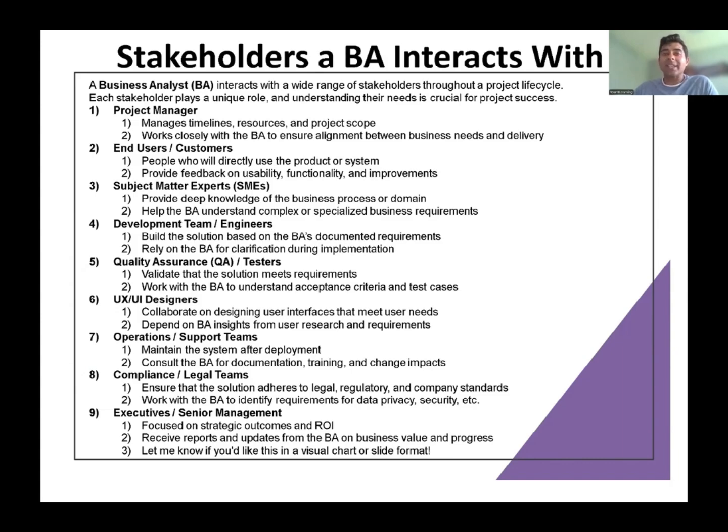So, who are these stakeholders? It can be a project manager. The project manager manages timelines, resources, and project scope. So on a high level, whenever you start working on a new project or an old project, you have to connect with the project manager to understand what is the scope of the project. What other things are in scope, out of scope. The project manager works closely with the BA to ensure alignment between business needs and delivery.